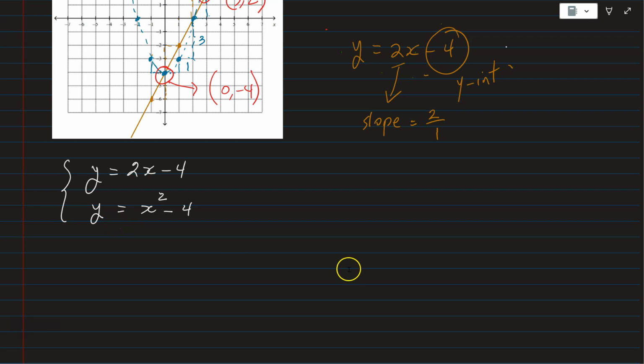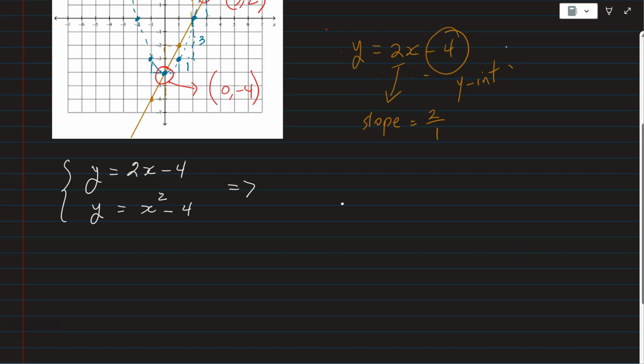So we have the system right here. Now to solve it algebraically, whenever you come across a non-linear system, the best thing to do is substitution. Simple as that. Don't mess around with it. Just do the substitution. So in this case, we're going to substitute x squared minus 4 for y in the first equation and then solve.